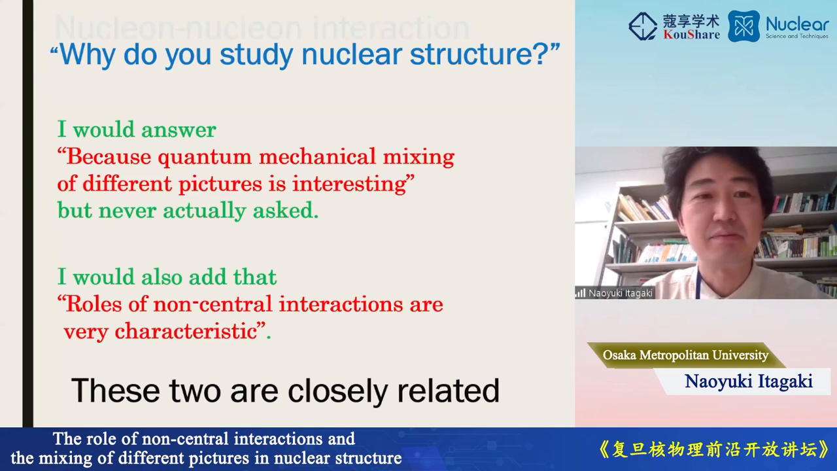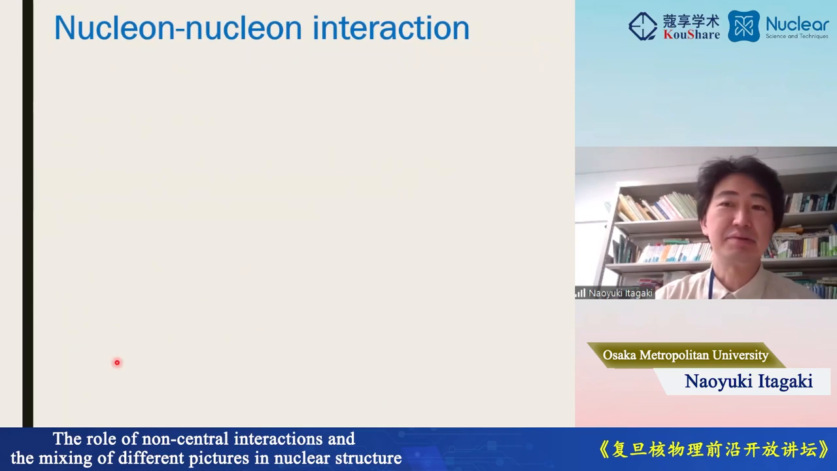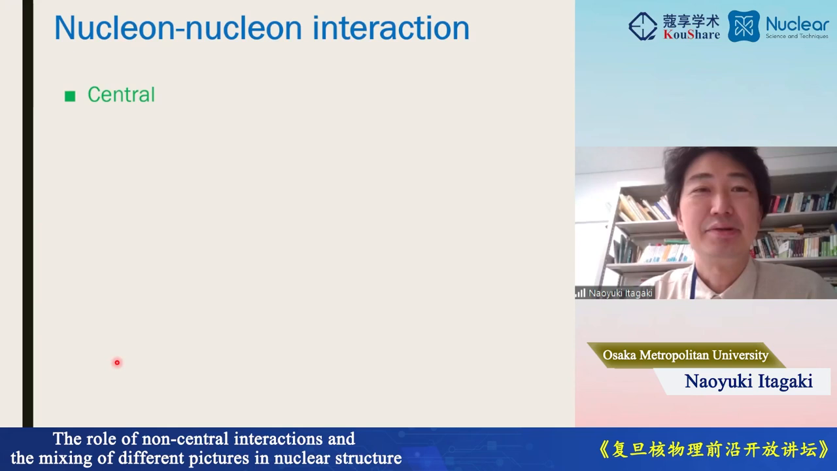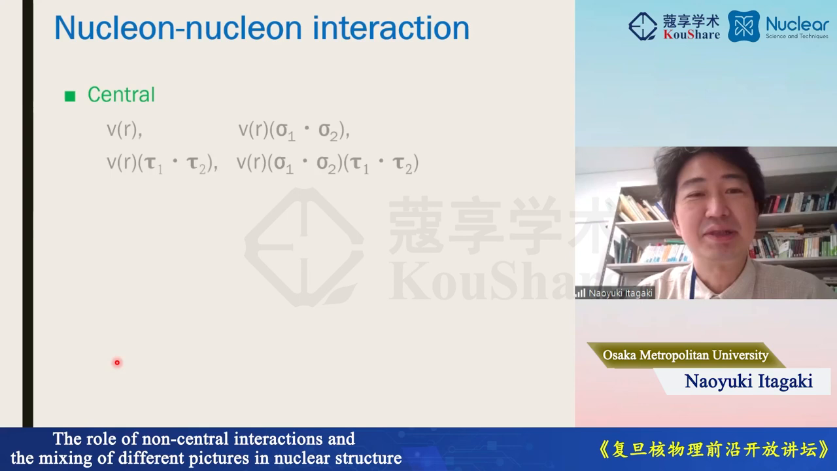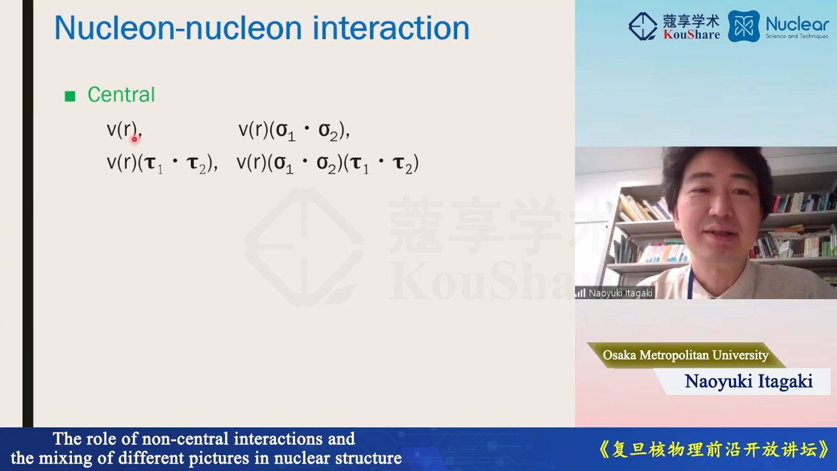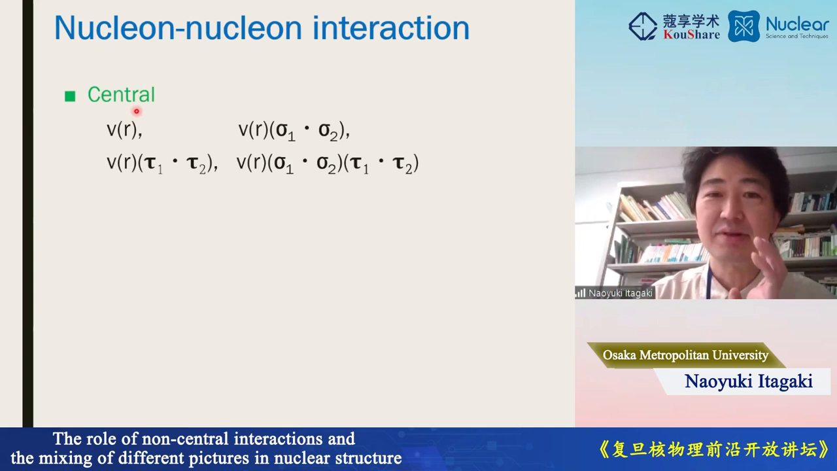For that purpose, I have to start with the nucleon-nucleon interaction from the beginning. I'm afraid you all know the details, but I'd just like to remind you of the very basic concept. The nucleon-nucleon interaction consists of central and non-central parts. The central part is something like this. V is a potential for the two interacting particles. The point is that this potential depends just on the relative distance r. So this r is a scalar. That's the definition of the central interaction. Of course, it can depend on the spin or isospin of the two interacting particles, but the spatial part is just a function of the scalar r, the relative distance.